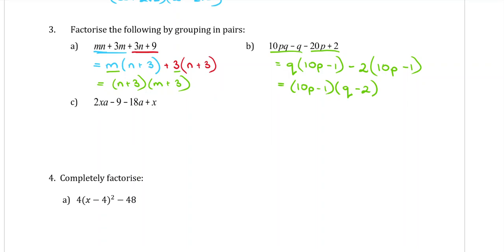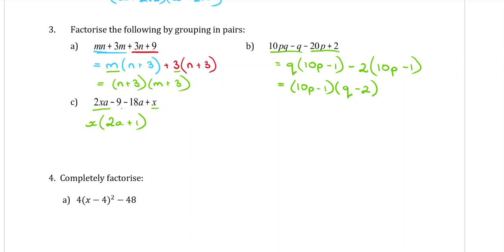Part C, 2xa minus 9 and minus 18a plus x. If I was to do the first and the second term, there is no common factor. So sometimes it may be better to pair up your terms differently. I could take the first term with the last term, for example, and there would be a common factor of x. So x bracket would leave 2a and a plus 1.